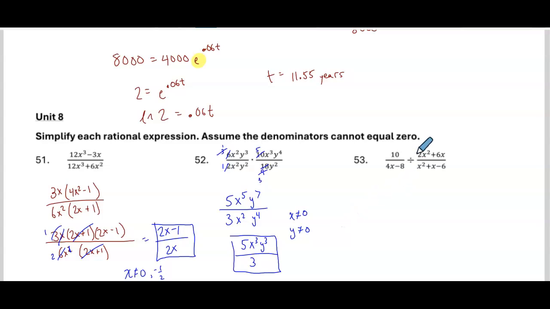Okay, and 53 is a keep change flip, so we'll keep the first fraction and factor as we rewrite it. We'll flip to multiplication. We'll change to multiplication. We'll flip the second fraction. So as I write this, I want to take my denominator and write it on top, but I'm going to factor it as I go. Take my numerator, write it on the bottom, and factor that as I go.